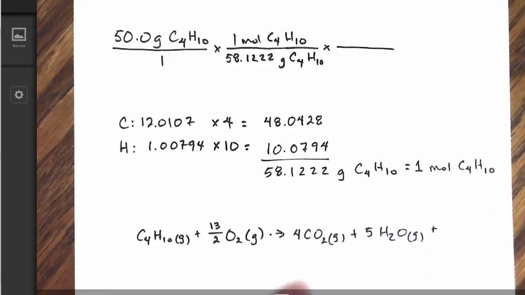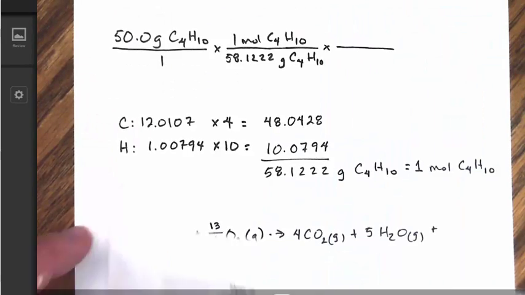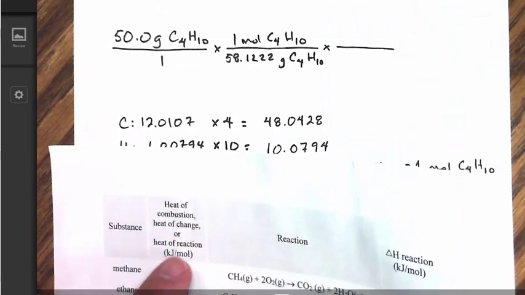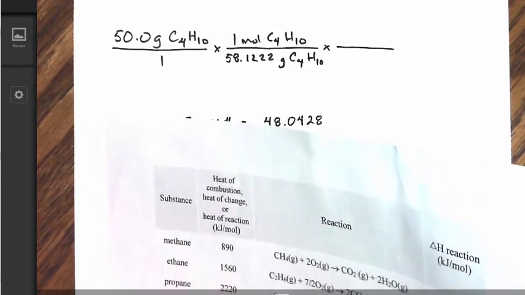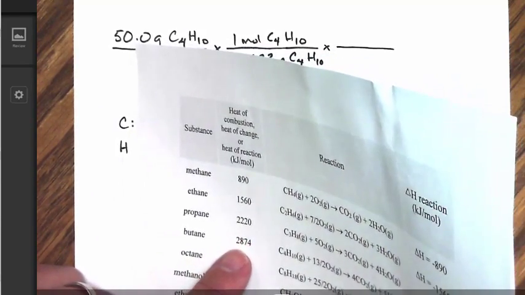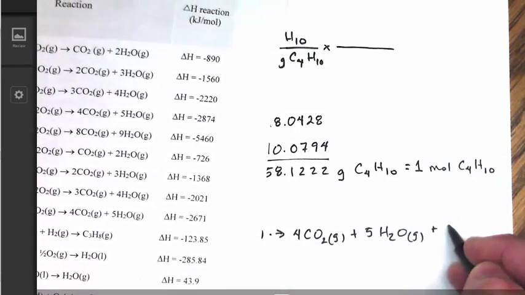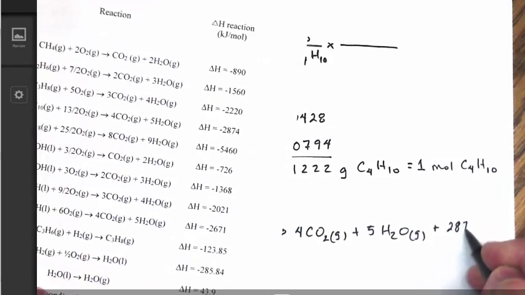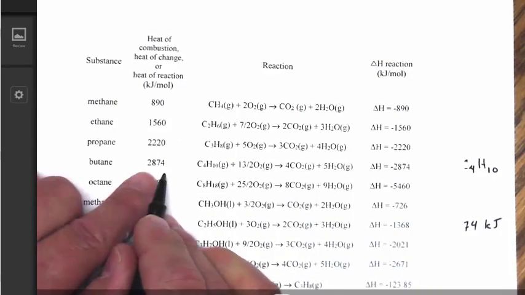Now we can add in the heat of combustion. Since we have 1 mole of butane here, and this is the kilojoules per mole produced, this is the amount of energy produced from burning 1 mole of butane. So we can put that in the equation. That's a product now. Now, just to remind you, this is a product.